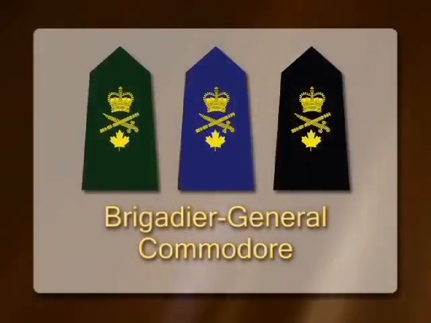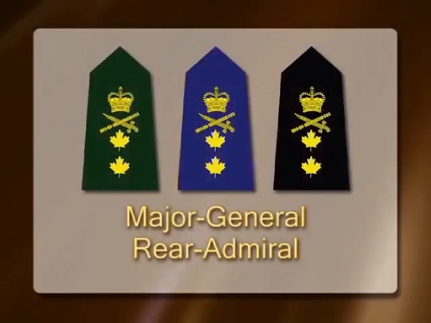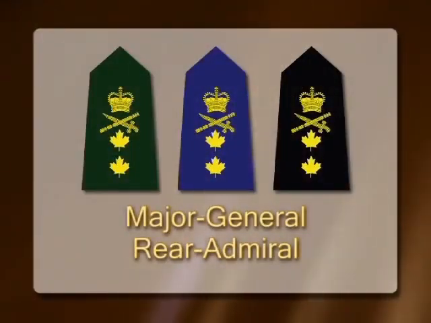Next, we have the general officers or flag officers. First, the Brigadier General in the Army and Air Force and the Commodore in the Navy. We have the crown, cross swords, and 1 maple leaf. Next, we have the Major General in the Army and Air Force and the Rear Admiral in the Navy. We have a crown, cross swords, and 2 maple leaves.